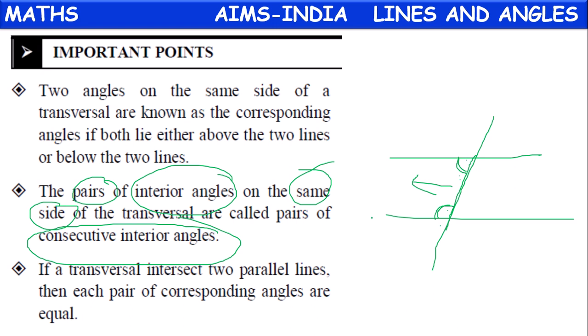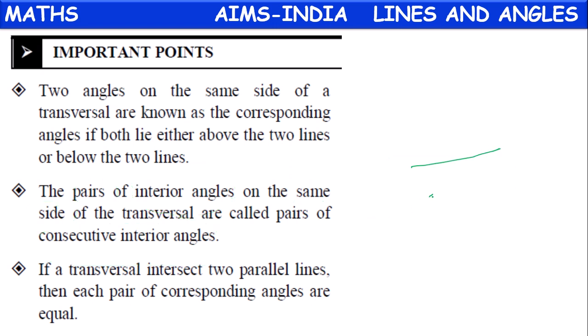Like this, if we have two lines and this is the transversal, these two are also considered consecutive interior angles because they are lying on the same side, in the interior part of the transversal and the parallel lines. So they are consecutive interior angles.